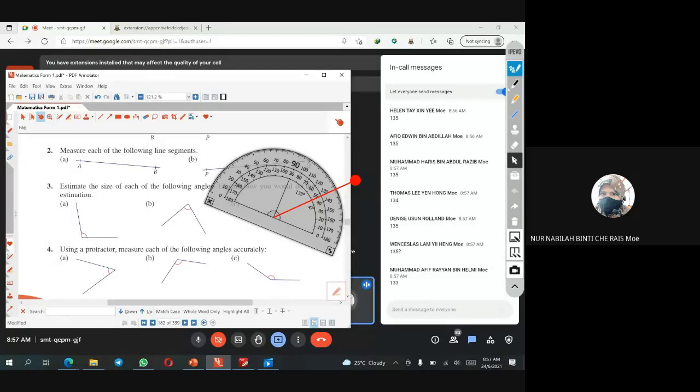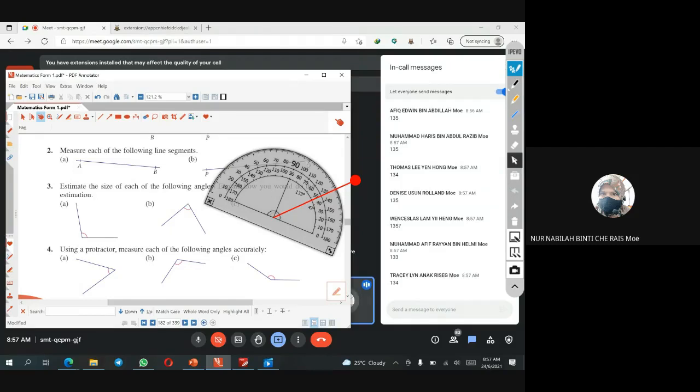Actually, for the angle, if you give your answer plus or minus 1 from the original answer, is it accepted? For example, in this case, let's say the actual angle is 133. If you give 132 or 134, it is also accepted. Plus 1 or minus 1. If more than that, we cannot accept. So this one is 134.